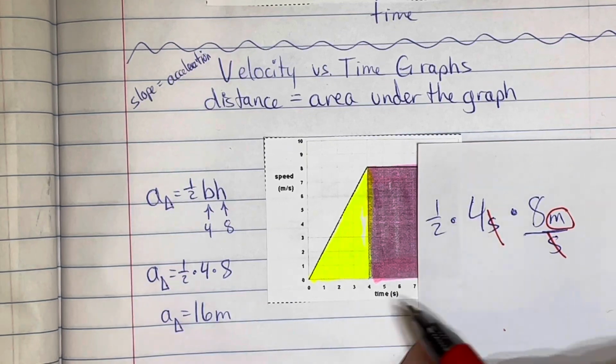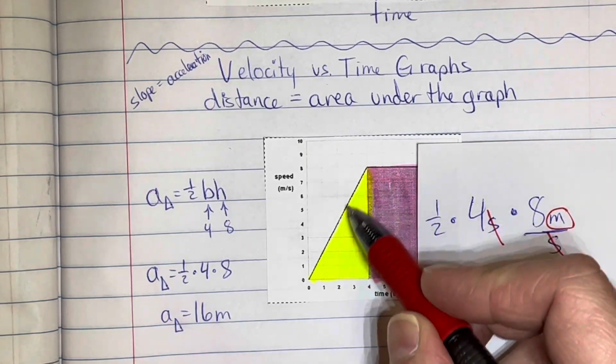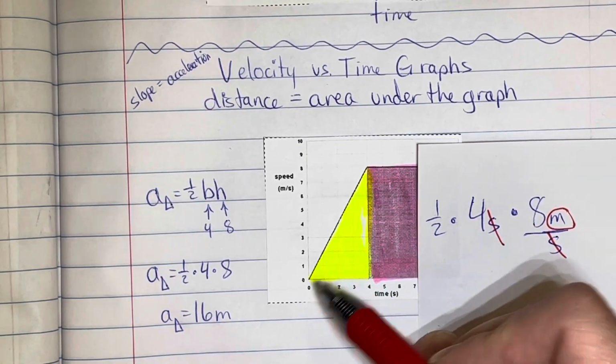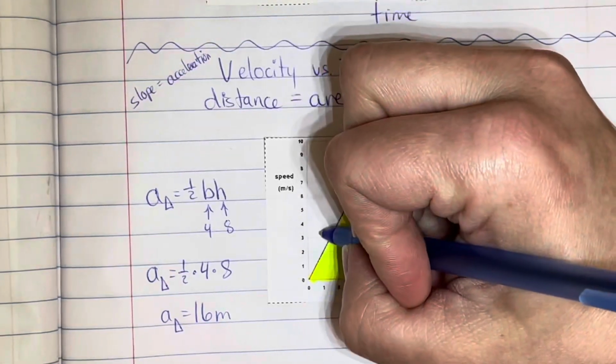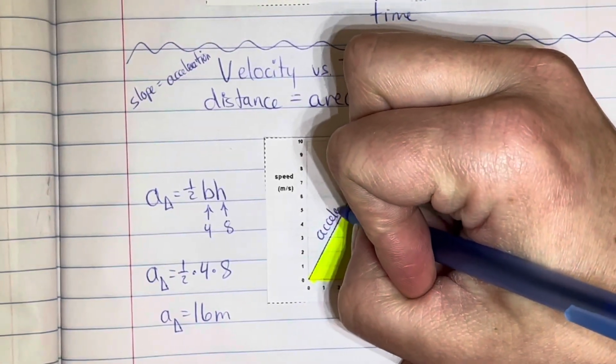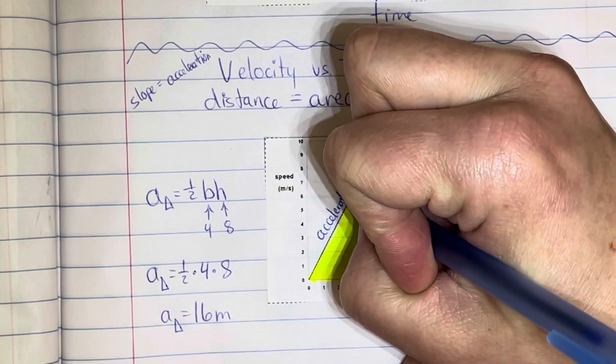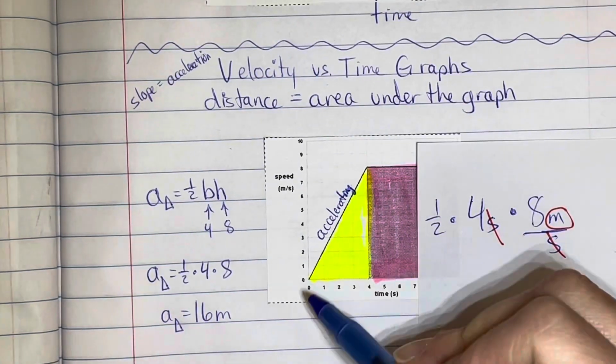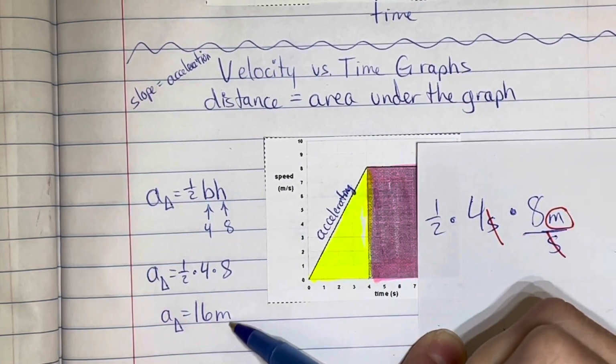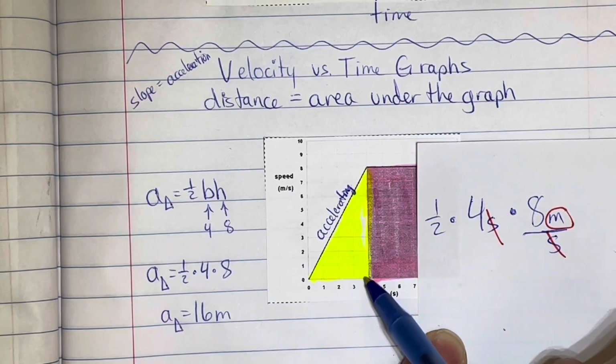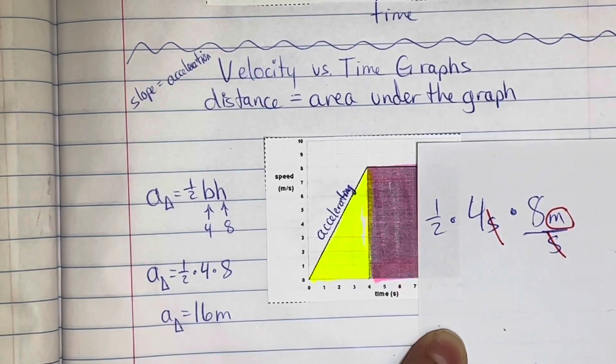Okay? So during the first 4 seconds, this object that was accelerating traveled a total of 16 meters during those first 4 seconds. Okay?